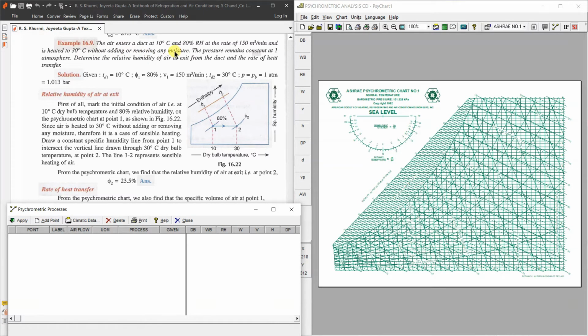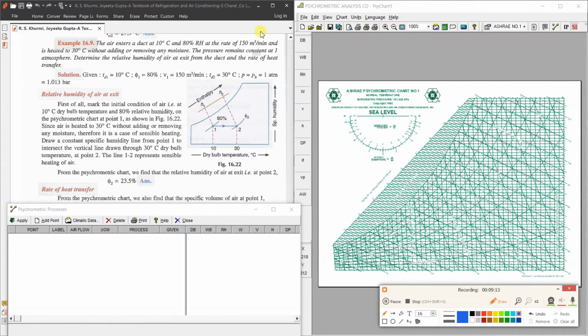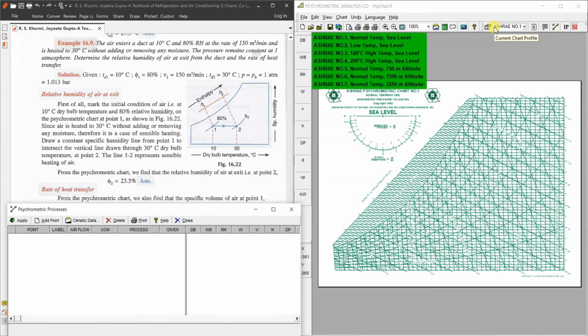So here you can observe this statement. Here it is heated without adding or removing moisture, so it will be sensible heating process. The pressure remains constant at 1 atmosphere. Now this statement is very important because it determines what type of psychrometric chart we have to use on the ASHRAE psychrometric analysis software. Since this is 1 atmosphere, we can use the chart number 1. Okay, here you can see chart number 1. It is normal temperature, sea level.